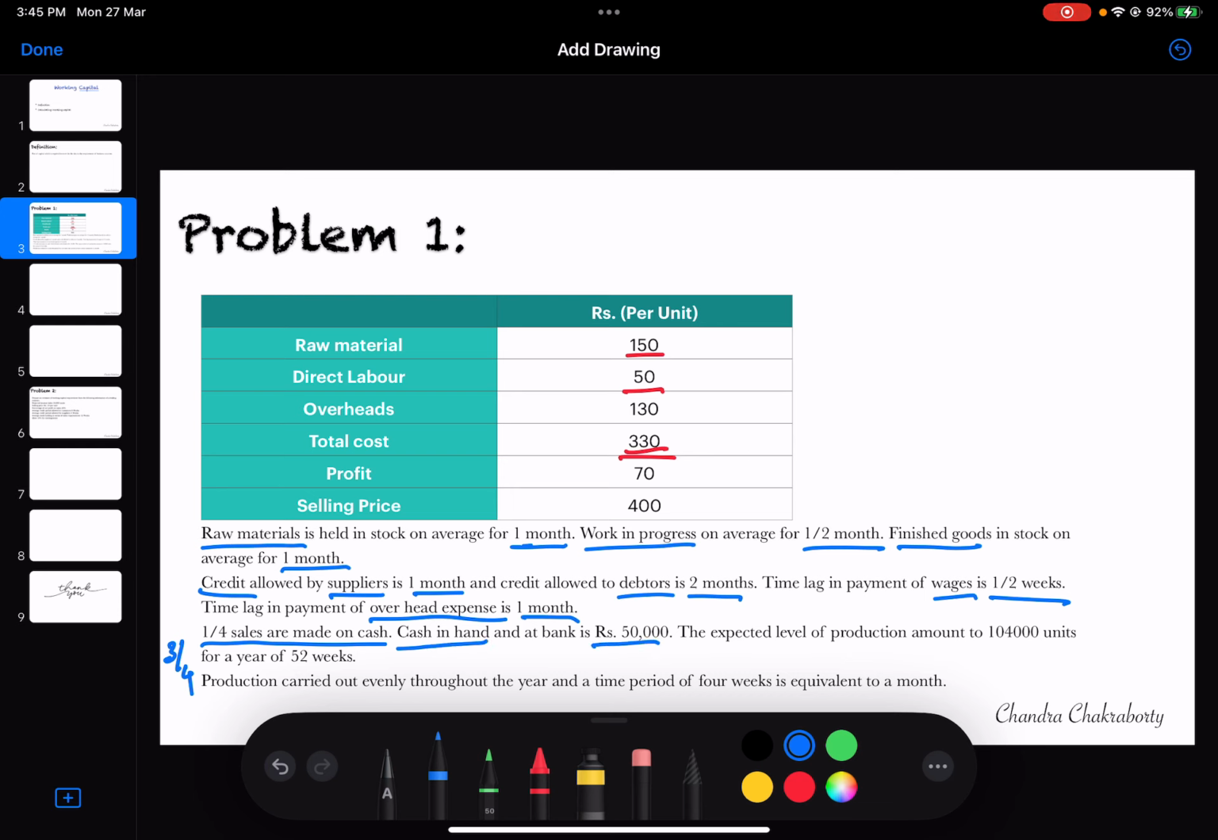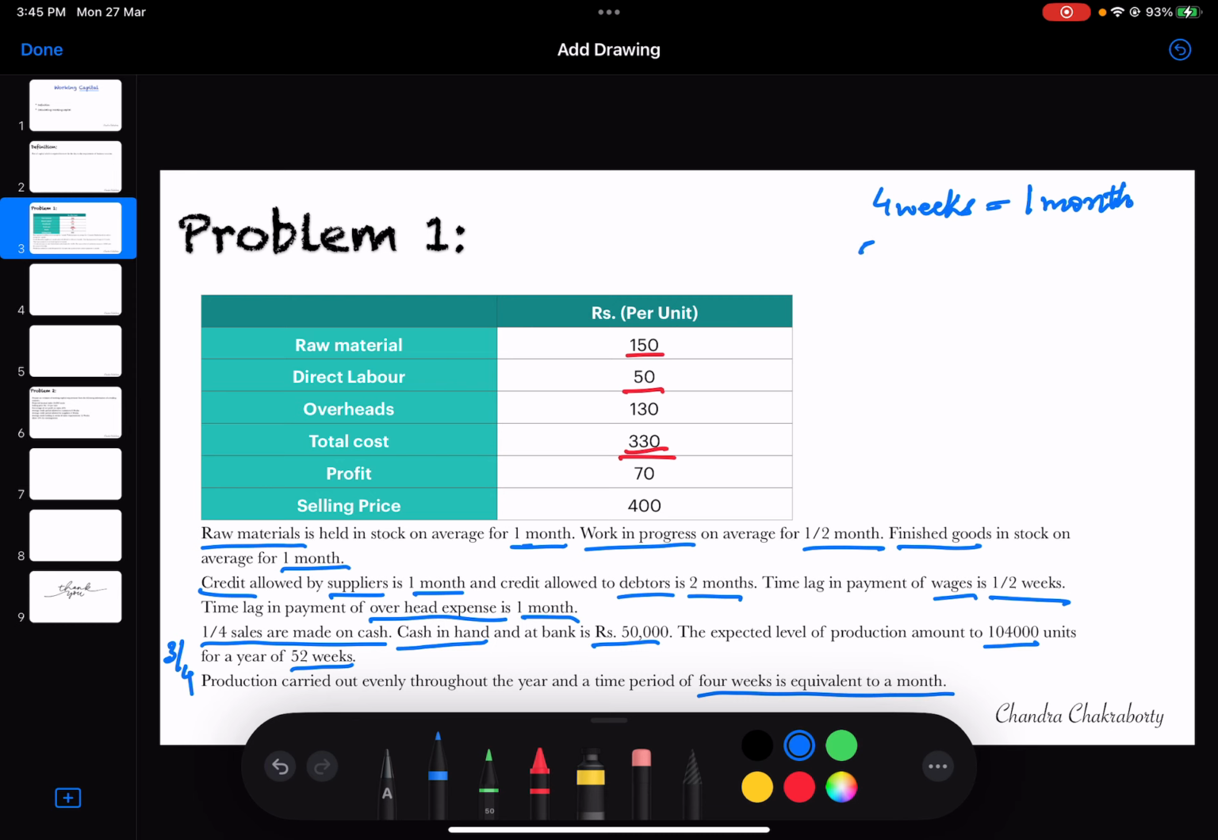And the expected level of production is 1,04,000 units, for a year of 52 weeks. And the last line is very important because it is giving you a major information, that is 4 weeks is equivalent to 1 month. So here we have 4 weeks equal 1 month, right?